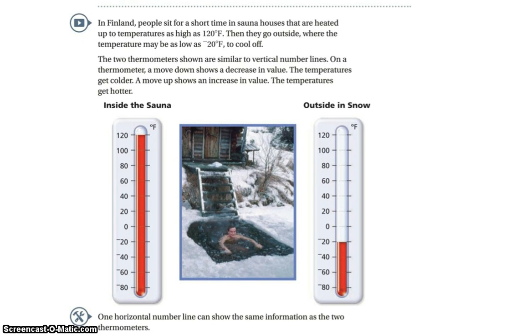In Finland, people sit for a short amount of time in sauna houses that are heated to temperatures as high as 120 degrees. Then they go outside where the temperature may be as low as -20 to cool off. The two thermometers shown are vertical number lines. On a thermometer, a move down decreases in value. The temperatures get colder. A move up shows an increase in value, and the temperatures get hotter.